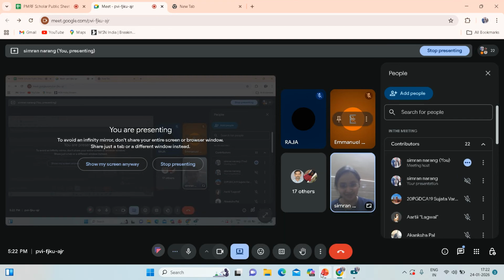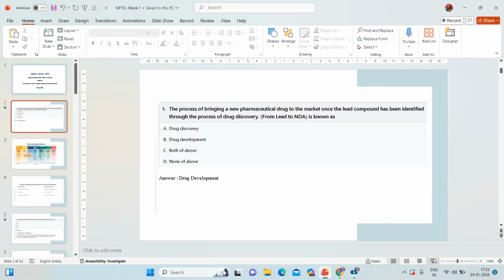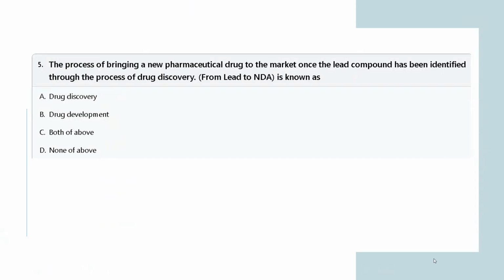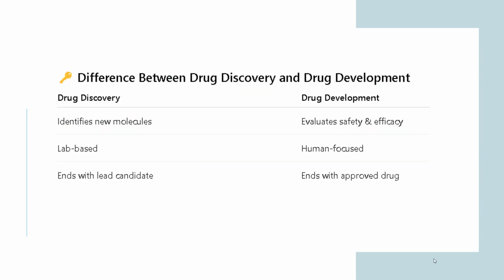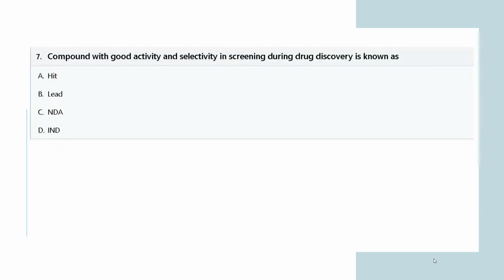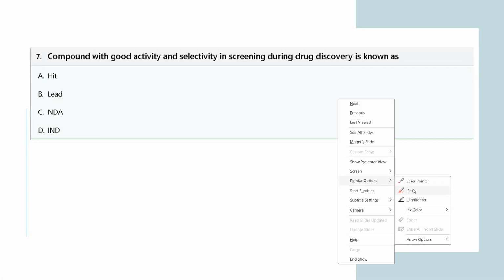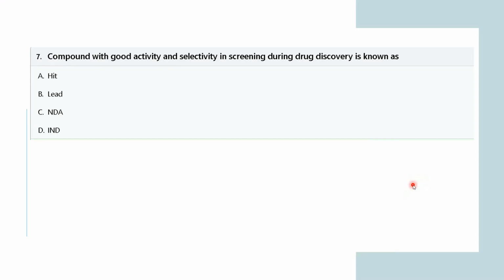Okay, so getting back to our questions. I hope the first question is clear to everyone. Now I'm going forward. The next question is: a compound with good activity and selectivity in screening during drug discovery is known as a hit compound, lead compound, NDA, or IND. So can anyone answer it? What is that compound? Any guesses?